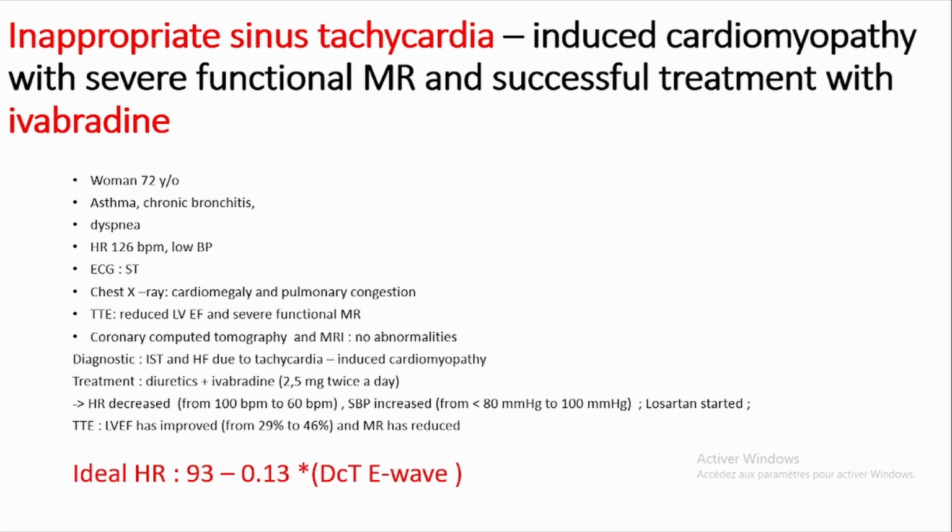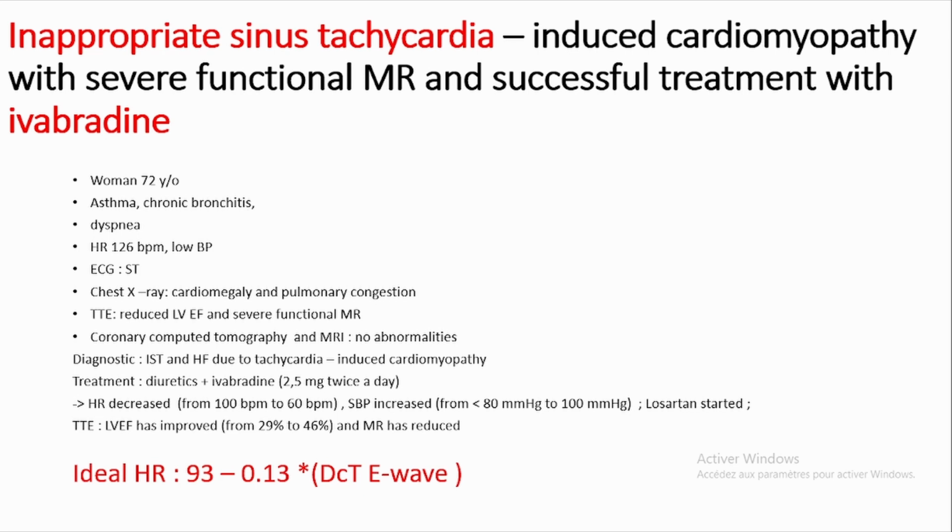The heart rate decreased from 100 to 60 beats per minute. The systolic blood pressure increased from less than 80 mmHg to 100 mmHg, and losartan was started. Left ventricular ejection fraction improved from 29% to 46%.